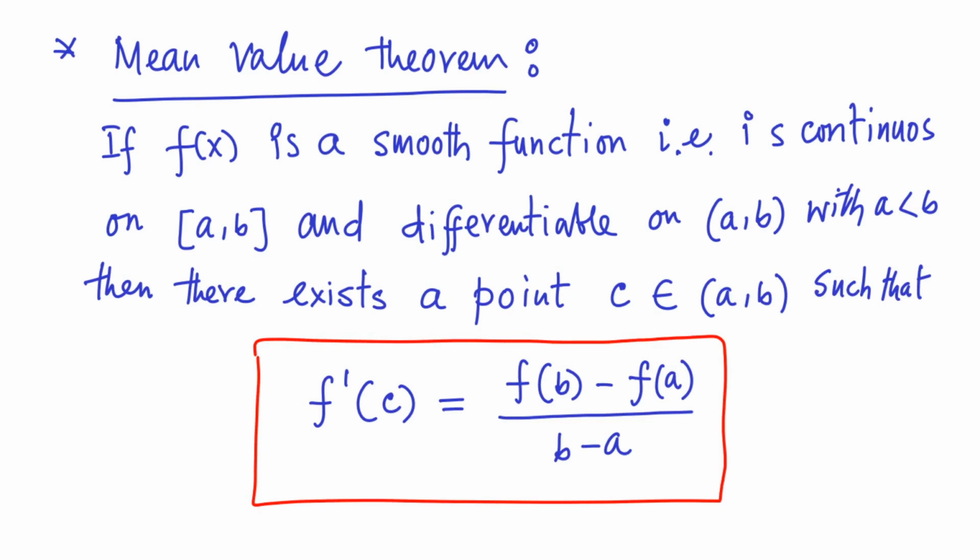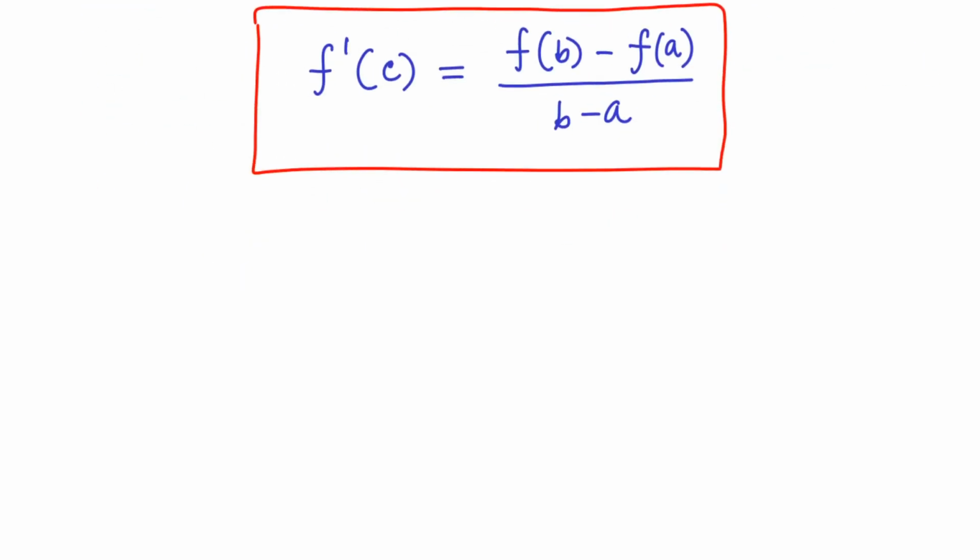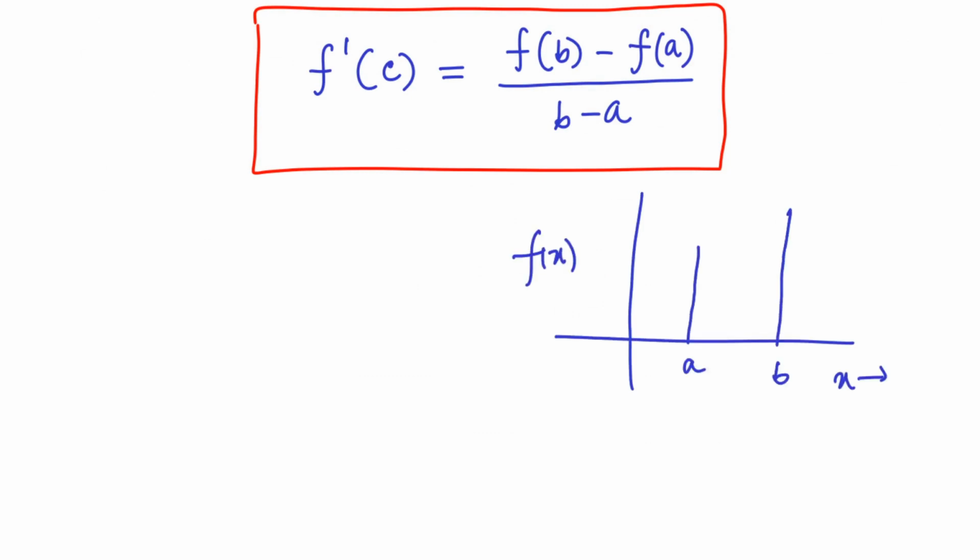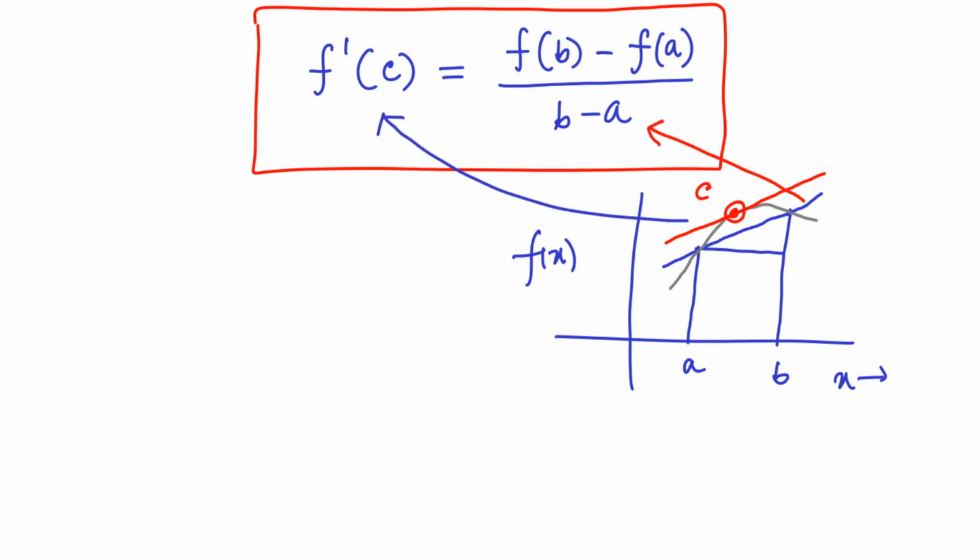Now let us try to understand the statement of this theorem from this sketch. As you can see, f of b minus f of a over b minus a represents the slope of a straight line that goes through these 2 points, f of b and f of a. The statement of the theorem basically says there is a point c in between a and b where the slope of the tangent line is the same as the slope of the straight line going through the points f of b and f of a.